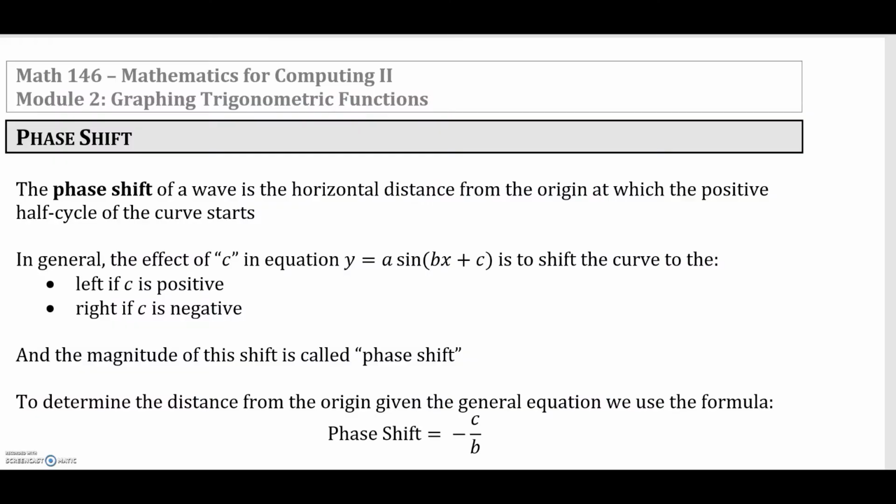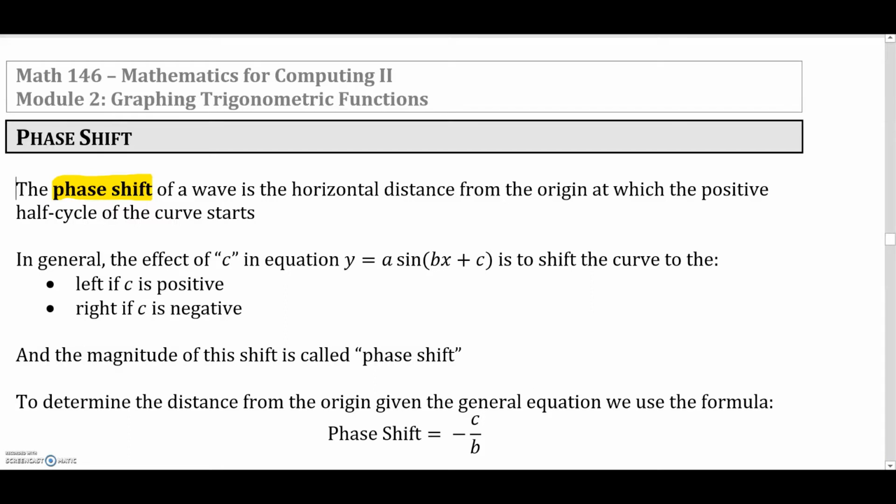In this video, we are going to discuss the phase shift of trig functions. The phase shift of a wave is the horizontal distance from the origin at which the positive half cycle of the curve starts. Given the general sine function, y is equal to a times sine of bx plus c, we can consider the effect of coefficient c in this equation, and it will either move your function to the left or right depending on whether or not c is positive or negative.